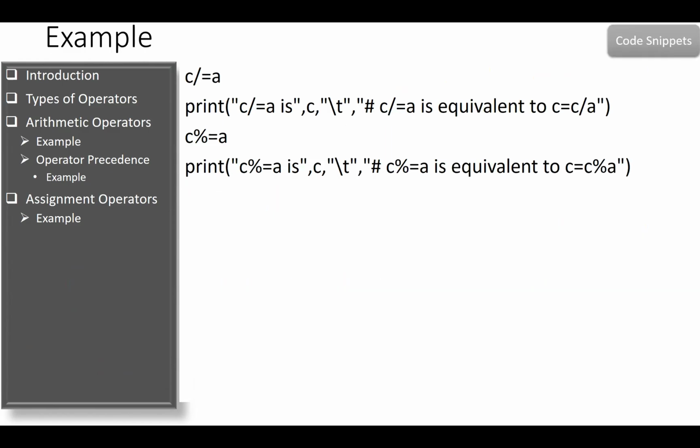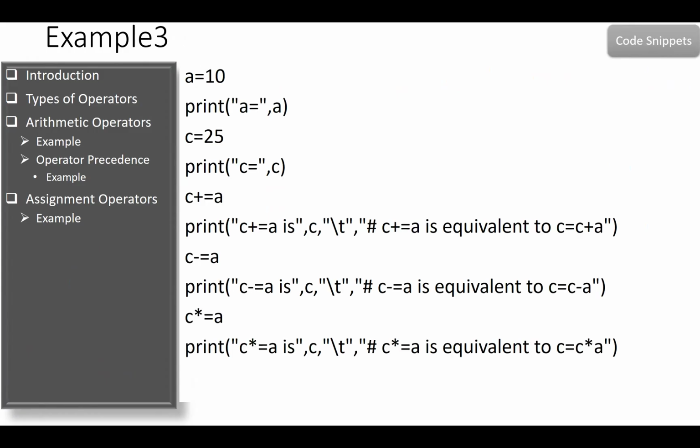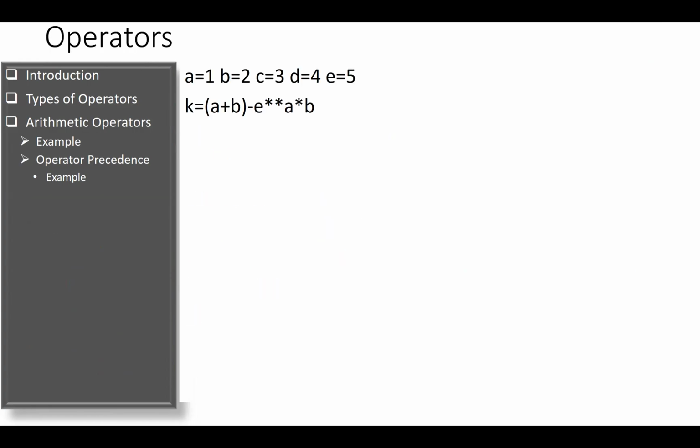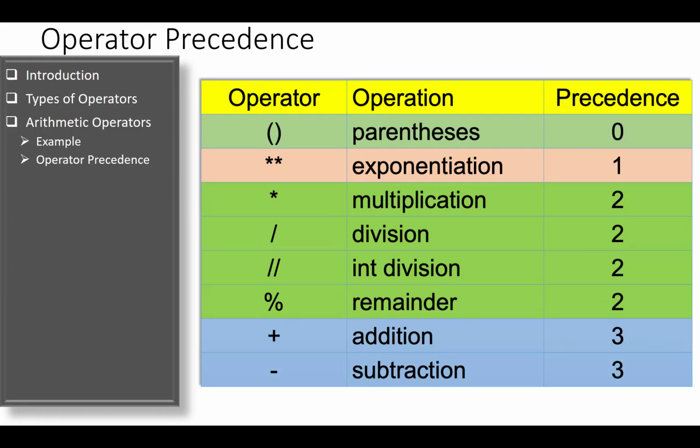So there is one example here for operator precedence. Let us see what that example is. It's this one. Parenthesis has the highest precedence, followed by exponentiation, then multiplication, division, and similar, then addition and subtraction. This is regarding operator precedence. So this is regarding operators and expressions.